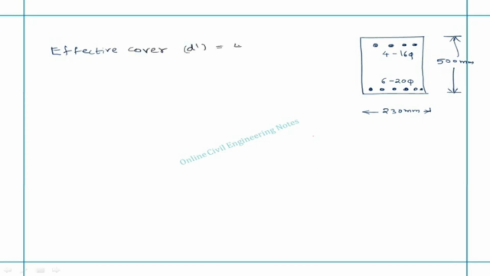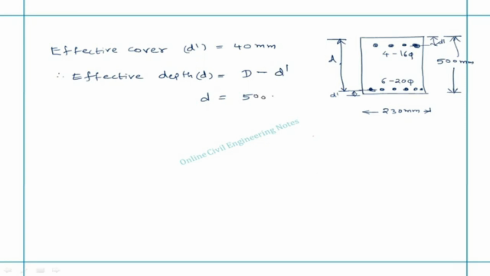Effective cover, say d dash is equal to 40 mm. Effective cover is the distance from top of the beam to center of compression reinforcement. Similarly, from bottom of the beam to center of the tensile reinforcement, which is given as 40 mm. Therefore, effective depth small d is equal to overall depth capital D minus effective cover, 500 mm minus 40 mm, 460 mm.